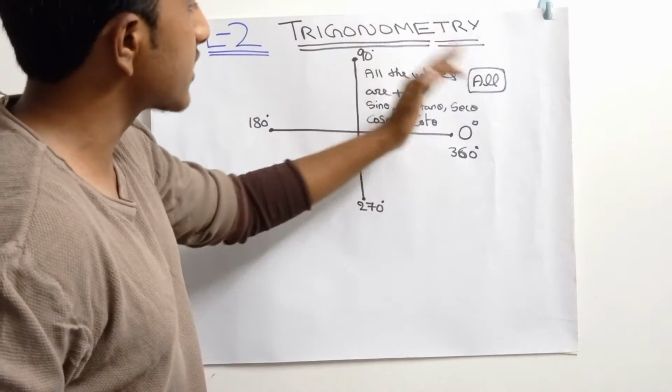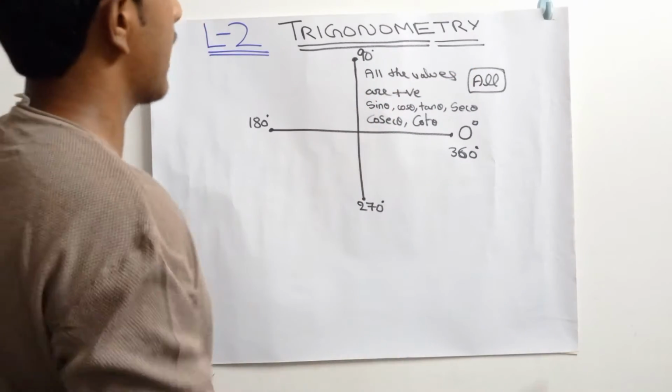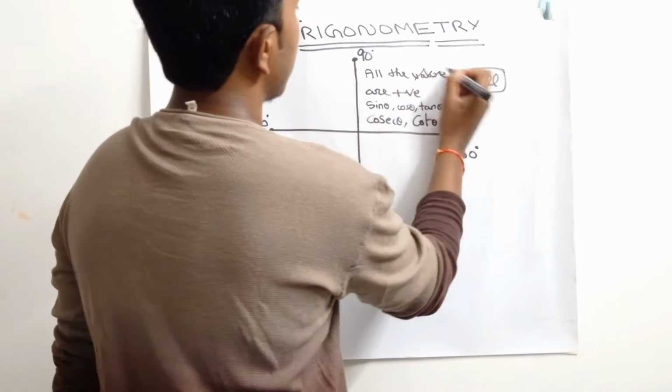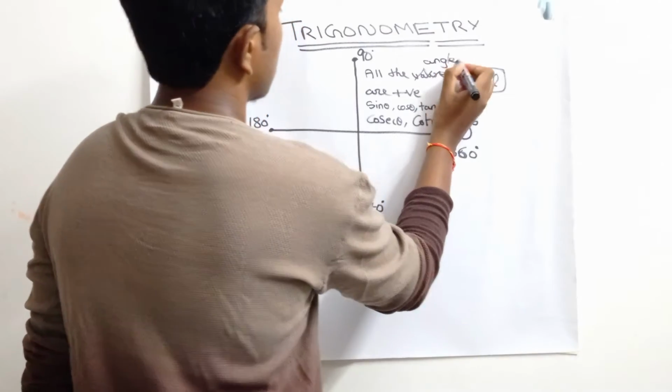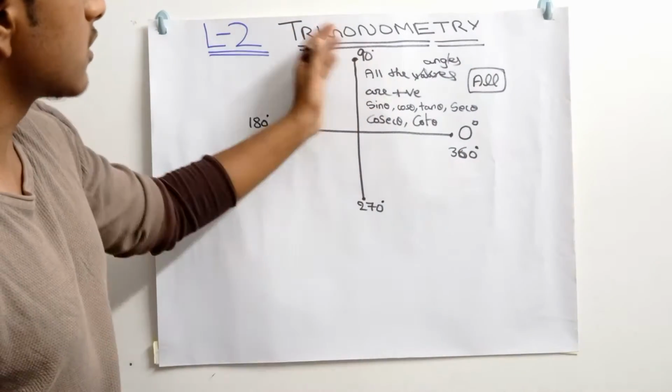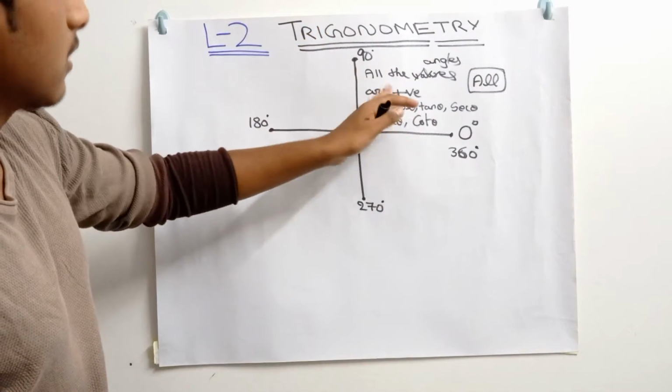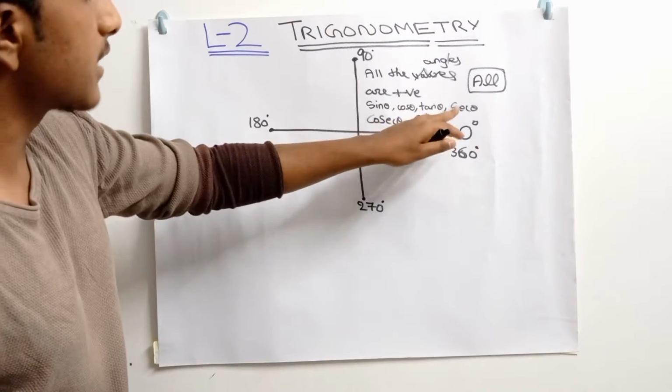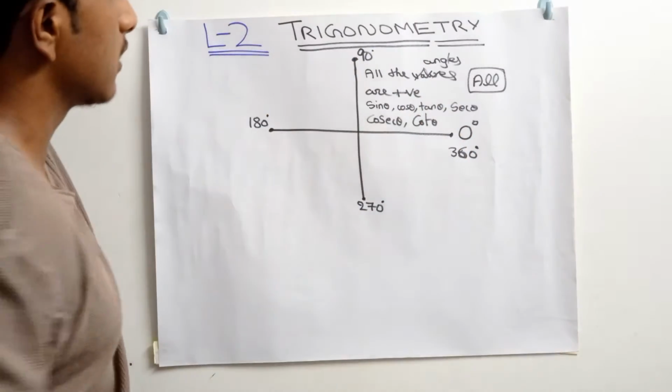All the values are positive, that means sin theta, cos theta, tan theta, all. We'll consider all the angles. All the angles are positive from 0 degrees to 90 degrees: sin theta, cos theta, tan theta, secant theta, cosecant theta and cot theta.